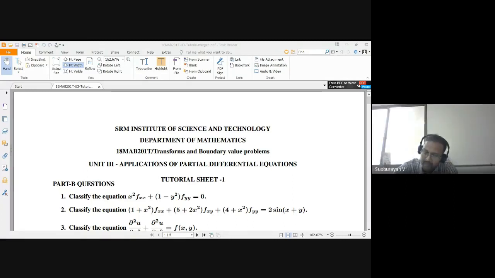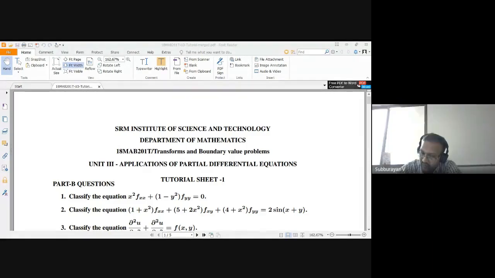Please note it down: if x is not equal to 0 and |y| is greater than 1, then the above PDE is of hyperbolic type. Okay, clear? Shall I go further?